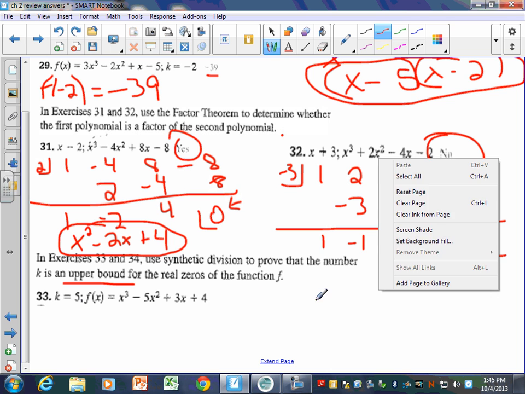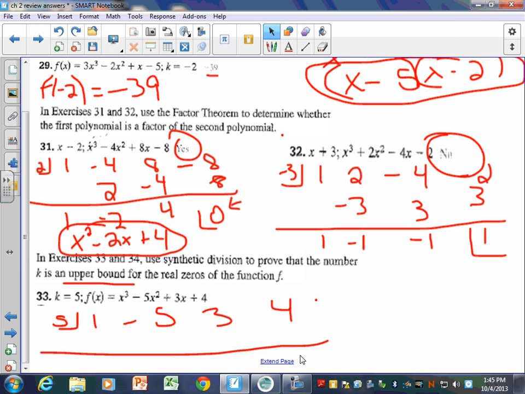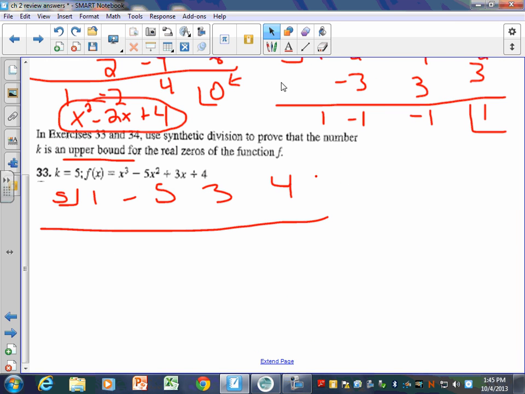Question just like this on the test, and it's just seeing if you know the rules for upper bounds. If it's an upper bound, when you divide it out, what is left better be all positive or 0, because 0 counts either way. And if it works, you say yes. If it doesn't work, you say no.